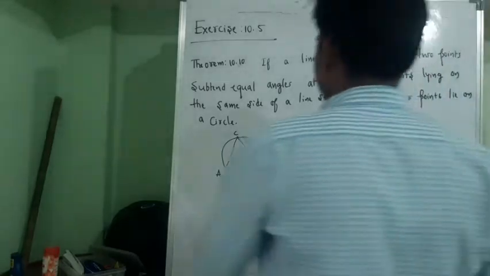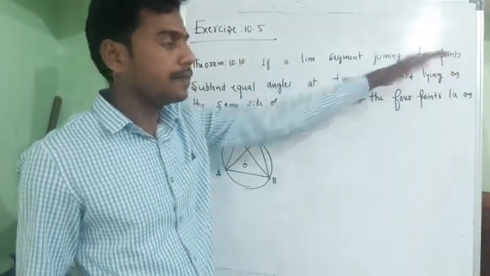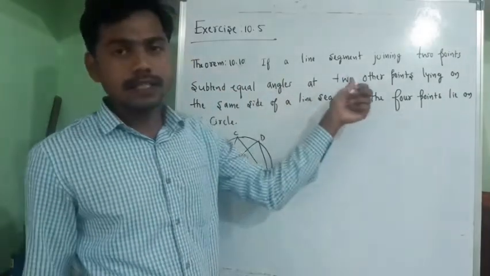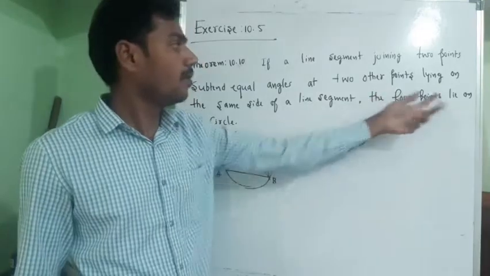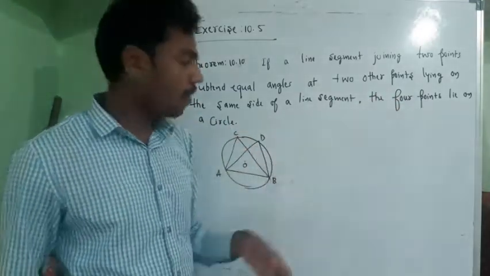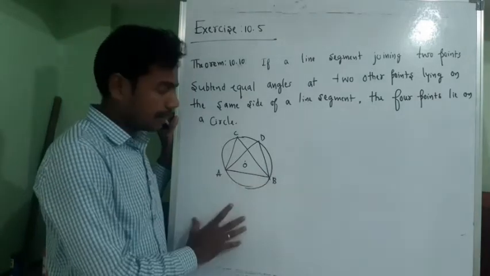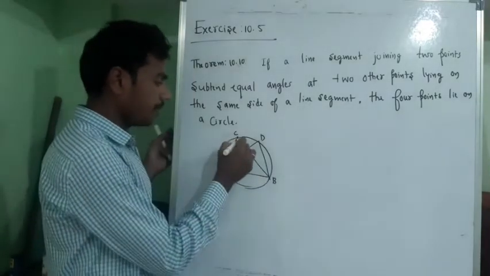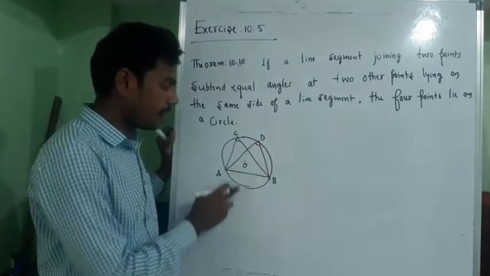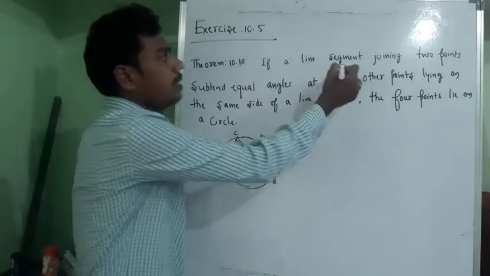Theorem number 10.10. If a line segment joining 2 points subtends equal angles at 2 other points lying on the same side of the line segment, the 4 points lie on a circle. What does it mean? See, AB is a line segment. So angle C is equal to angle D. So angle subtended by it on the 2 other points.